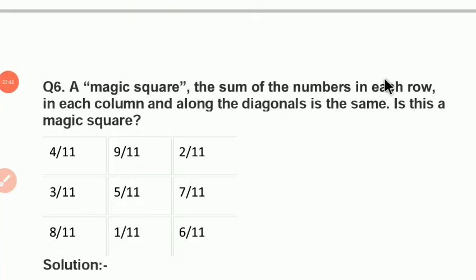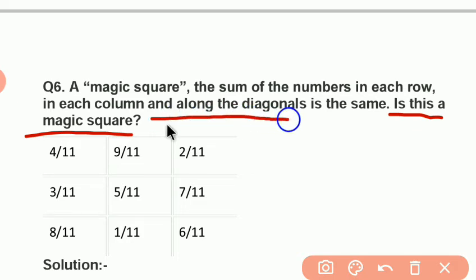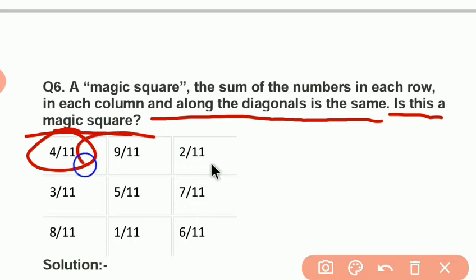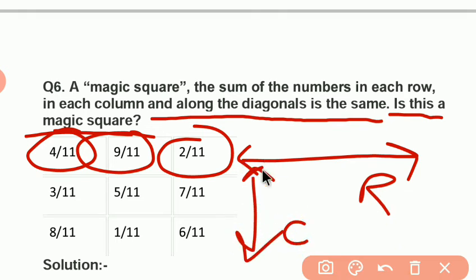Then question number 6. A magic square, the sum of numbers in each row, in each column and along the diagonal is the same. Is this a magic square? As we had this type of question in chapter 1 also. Magic square means in which the sum of rows, the sum of columns and the sum of diagonals is the same. So we have to check whether this given square is a magic square or not. So here these are the rows: 4 by 11, 9 by 11. Horizontal is rows and vertical is columns.